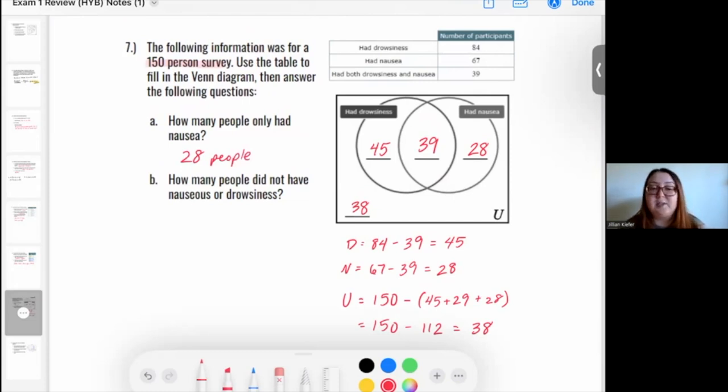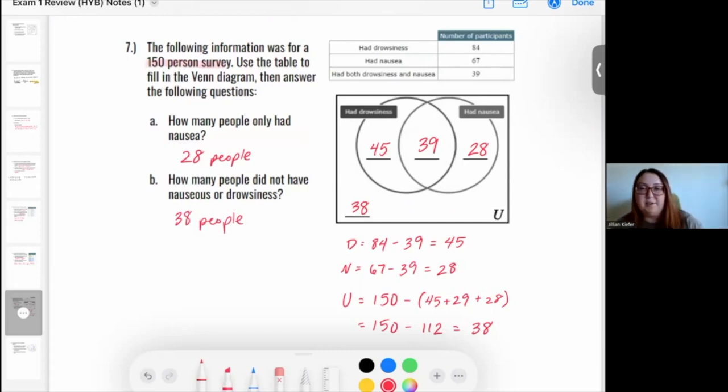Then B, how many people did not have nausea or drowsiness? So how many people did not have either symptom? And we said that was 38. And there we go.